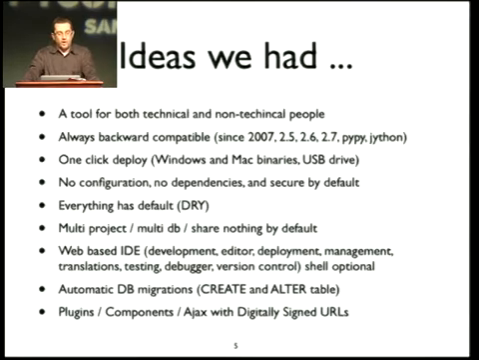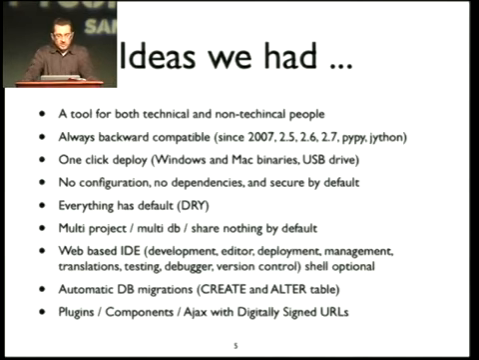We want one-click deploy. We deliver installers for Windows, Mac, and you can also put it on a USB drive. You plug the USB drive into a Windows machine, and it starts everything. It does not require Python pre-installed unless you want to. There are no configuration files, there are no dependencies, and we try to make it secure by default. So we don't allow users to fiddle with parameters that can affect security. Everything has a default, so you don't repeat yourself. What does it mean? You create a controller, you don't need a template unless you want to customize it. It means many other things.